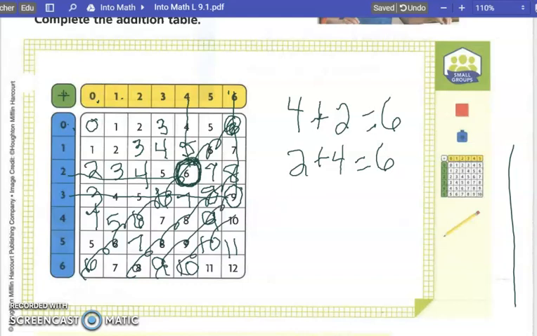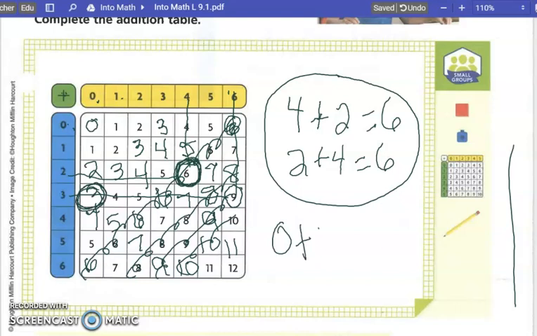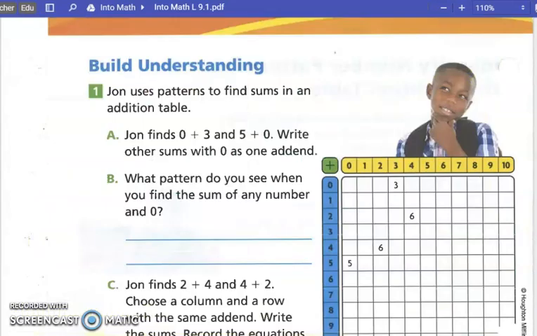Okay, so this is the commutative property. If I wanted to write 2 sentences for this sum, I knew the identity property would be 0 plus 3, right? And anytime I add 0 to a number, our sum is that number. Okay, now we've turned to the Build Your Understanding on page 242. And it says John uses patterns to find the sums in an addition table.